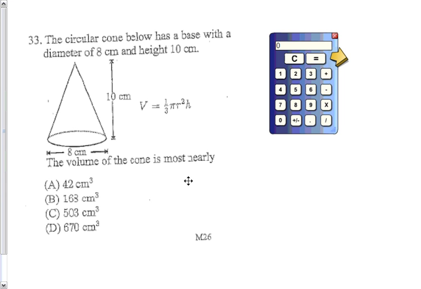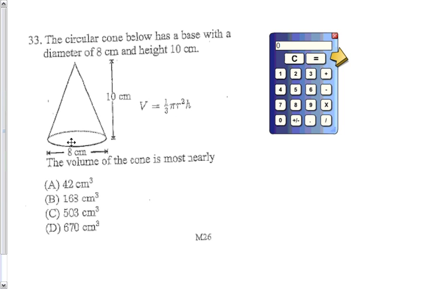Question 33, another geometry question. The circular cone below has a base with a diameter of 8 centimeters and a height of 10 centimeters. The volume of the cone is most nearly... You'll notice right here in the middle, they give you the formula for the volume of a cone, which is 1/3 pi, which is 3.14, times the radius squared times the height.